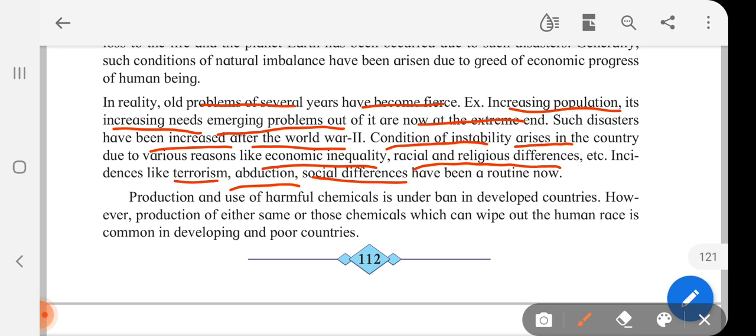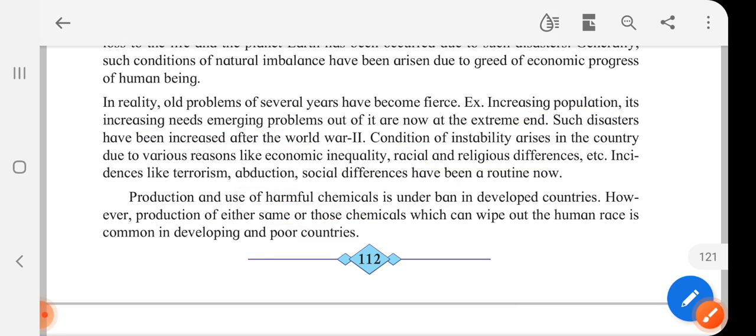So these problems which are man-made, like increasing population and the demands of need, are found more after the Second World War, and this led to the increase of instability in the countries, particularly where the racial and religious differences are more, and incidents of terrorism, abduction, and social differences are found to be rising nowadays. Production and use of harmful chemicals is under ban in developed countries. However, production of some of these chemicals, which can wipe out the human race, is common in developing and poor countries. So, these are certain reasons which are happening.